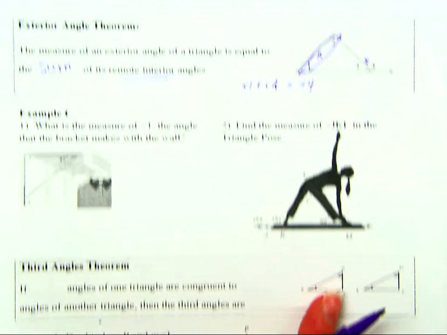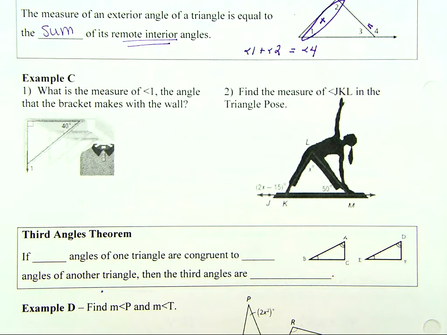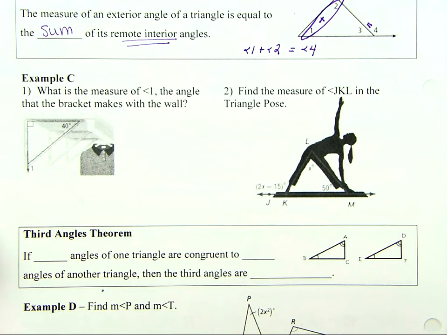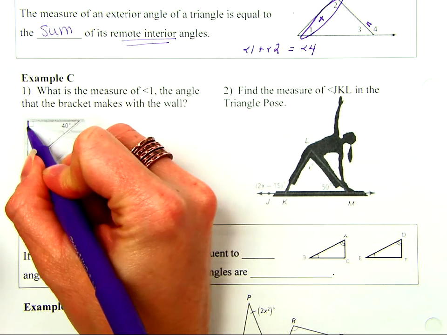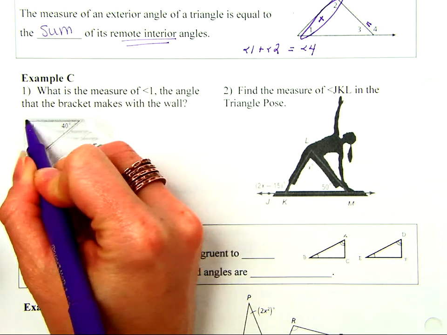You can use the exterior angle theorem, but sometimes there are questions where it's not the only way to go about solving. So when I look at example C, and they're asking me to find the measure of angle 1. First of all, I'm going to darken this diagram a little bit and extend.